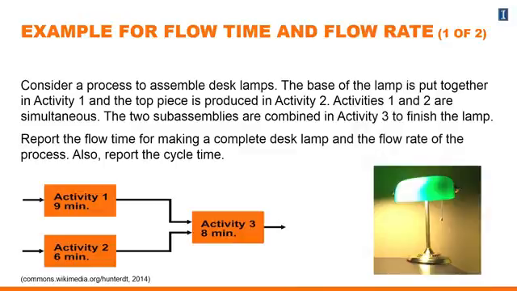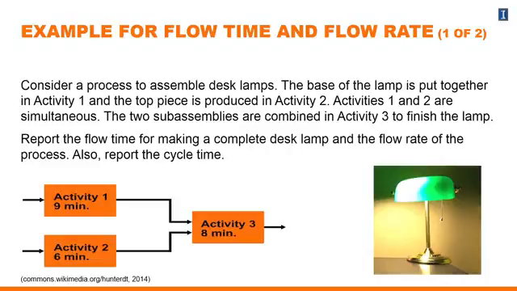Now, to get a sense of what these metrics look like when you're talking about a particular process, let's take a very simplistic example. So here is a process for making table lamps. We have 3 activities in this process. Activity 1 and activity 2 are running parallel to each other, and activity 1 is making one part of that lamp, right? The base of the lamp is coming from activity 1, and the top part, the top piece with the glass, is coming from activity 2. These both have to come together and be assembled in activity 3.